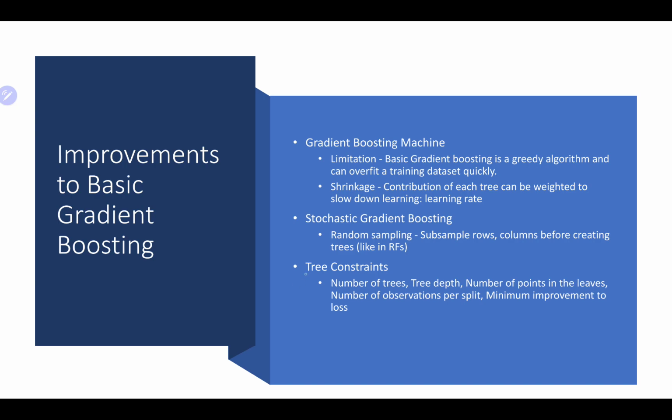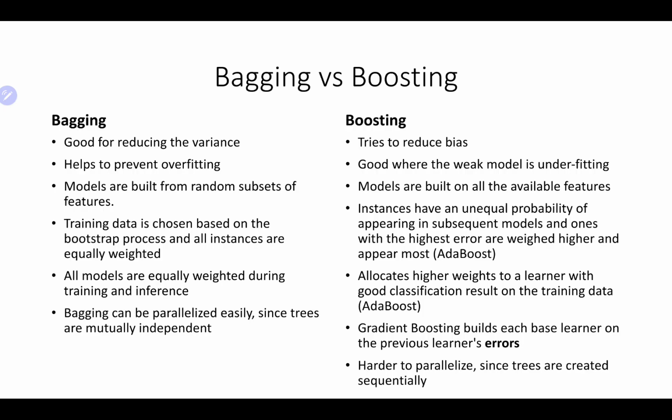And then the three constraints that we have seen before can also be applied in gradient boosting. Things like the number of trees, tree depth, the number of points in the leaves, the number of observations per split, and things like that could be applied in gradient boosting as well.